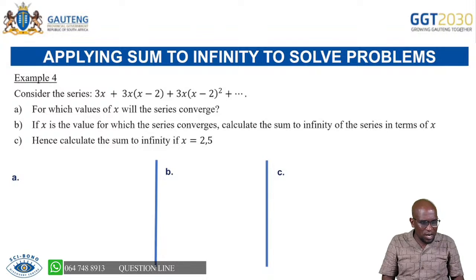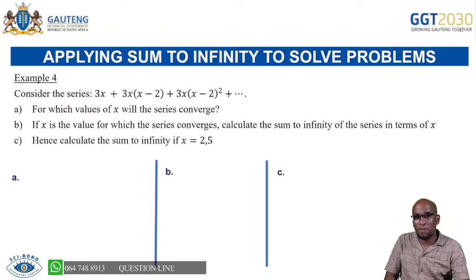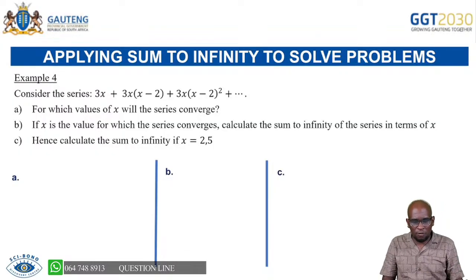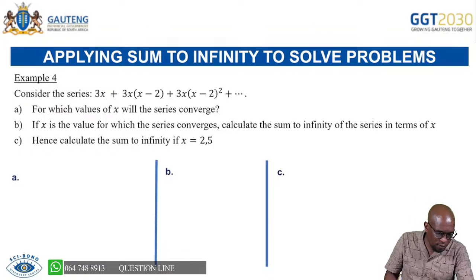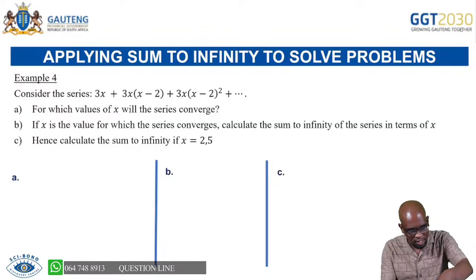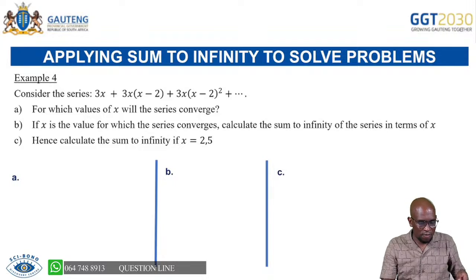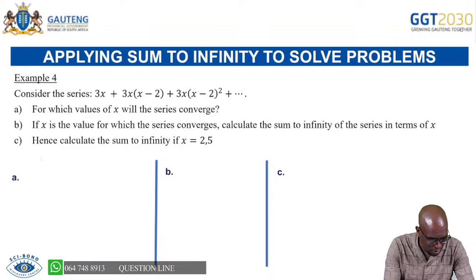Now, if x is the value for which the series converges, calculate the sum to infinity of the series in terms of x. And then from there, hence calculate the actual sum to infinity if x is equal to 2.5. Right, let's go through the solutions together now. Now, let's check here.